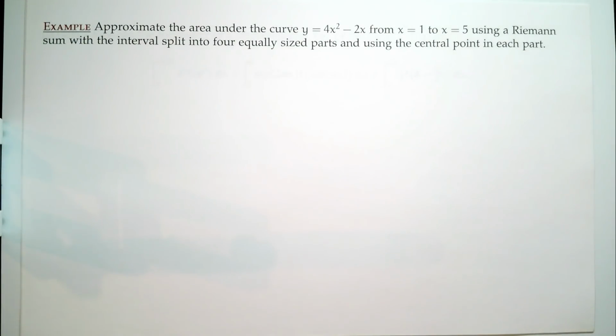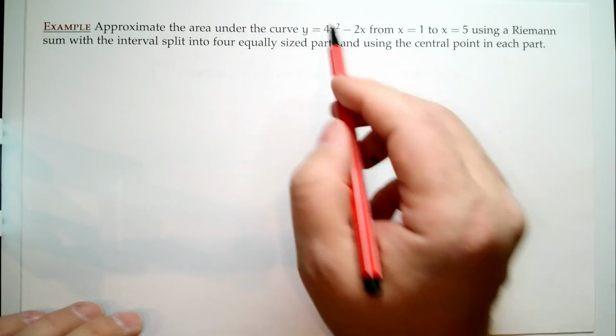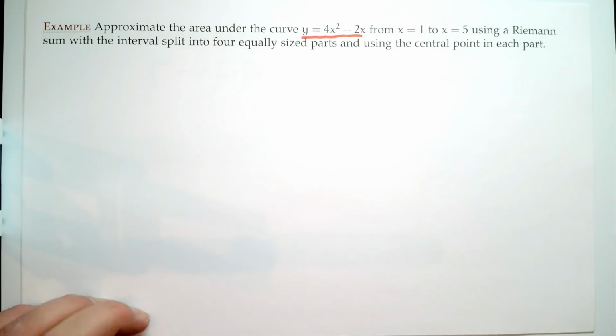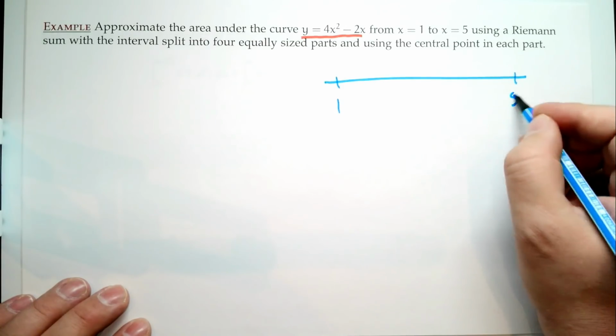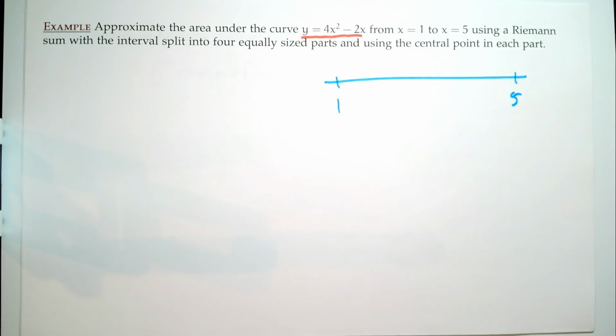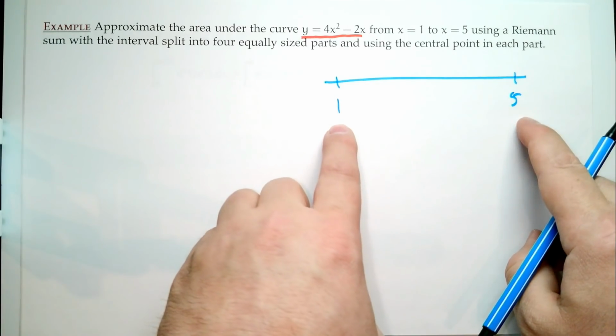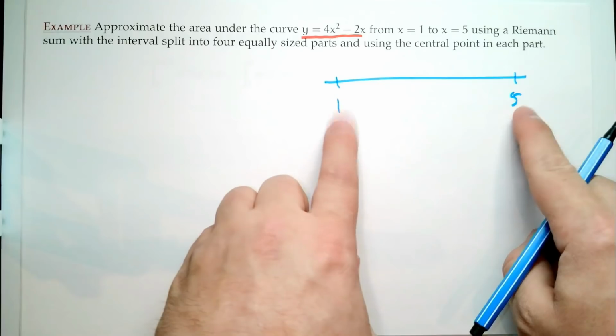All right, approximate the area under the curve y equals 4x squared minus 2x from x equals 1 to x equals 5 using a Riemann sum with the interval split into 4 equally sized parts and using the central point in each part. So here, this is a Riemann sum problem where they give us the function. So that's good. We just need to understand where we're going to evaluate. So we're going from 1 to 5. Now it turns out that the distance between 1 and 5, we take 5 subtract 1, that's 4.